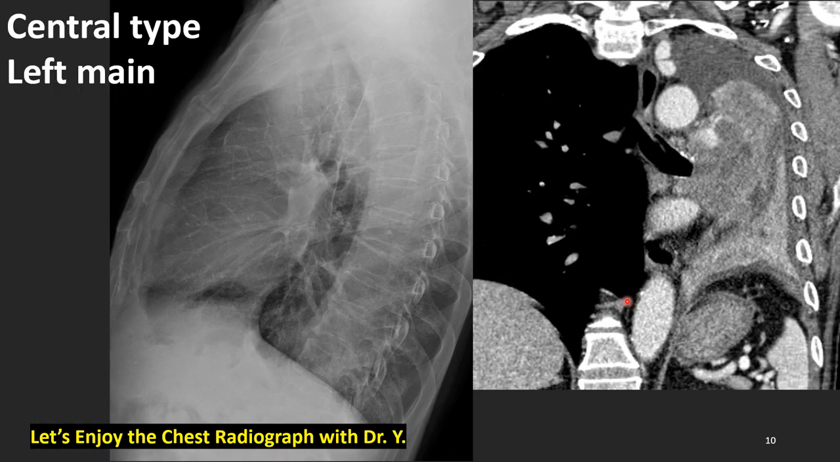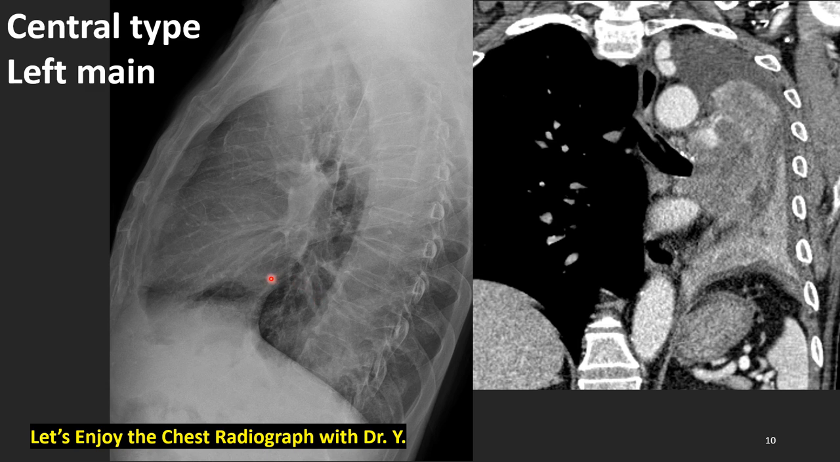This is coronal enhanced CT. Yes, this is the left main bronchus. Tumor is from here to the distal area, or about here and here. And the white area is collapsed lung. Diaphragm elevated, mediastinum shifted, pleural effusion there. Yes, left main bronchus squamous cell carcinoma with a total left collapse. Let's go back to this lateral film. What do we see? This film is telling us the left lung total collapse.